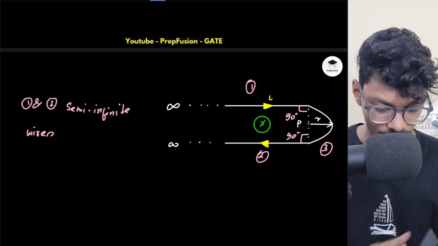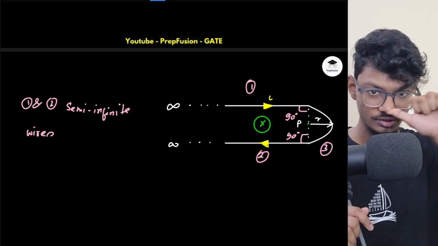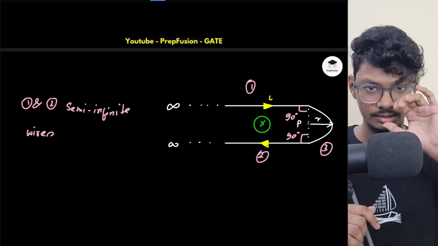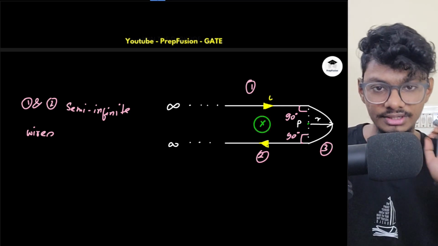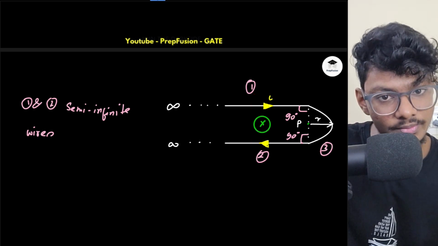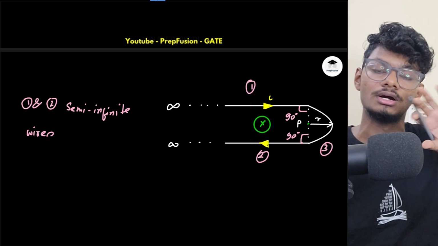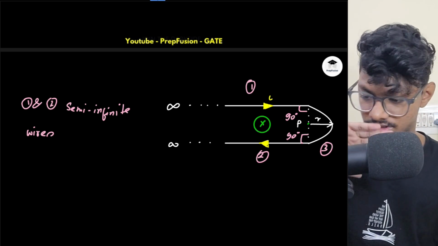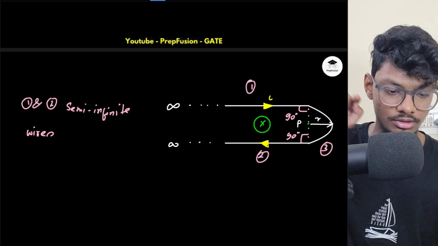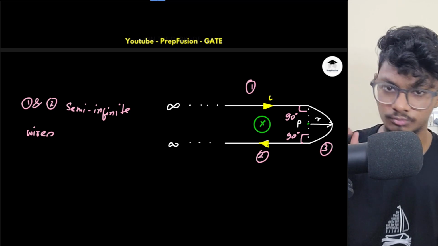Then again, for section 2, my thumb will be in this left hand side direction and I will curl my fingers. Again it is going inside for this section. So obviously I can comment that both of them are aiding, so both of them will be added. Either you do it individually or you can totally curl your fingers on the loop and you will find out the combination of the direction of magnetic field. So both ways work.